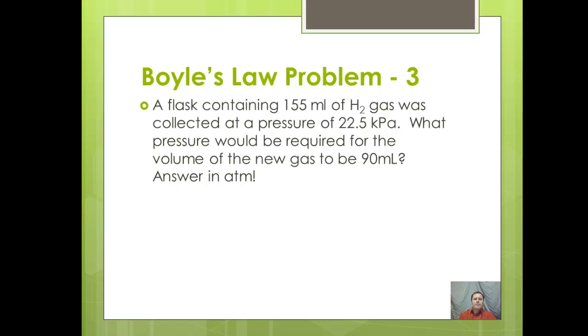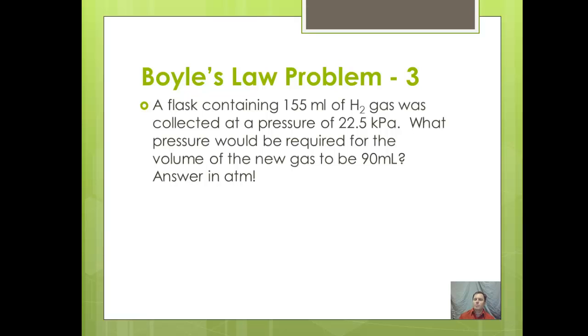It says a flask containing 155 milliliters of hydrogen gas was collected at a pressure of 22.5 kilopascals. What pressure would be required for the volume of the new gas to be 90 milliliters? Have your answer in atmospheres.